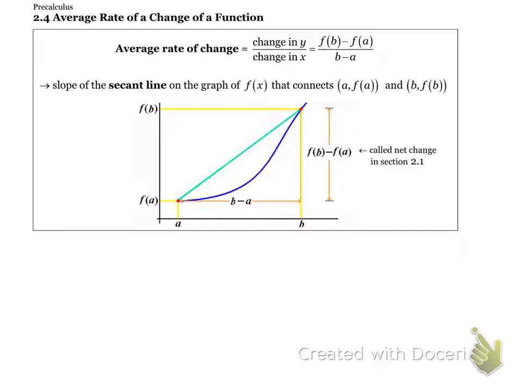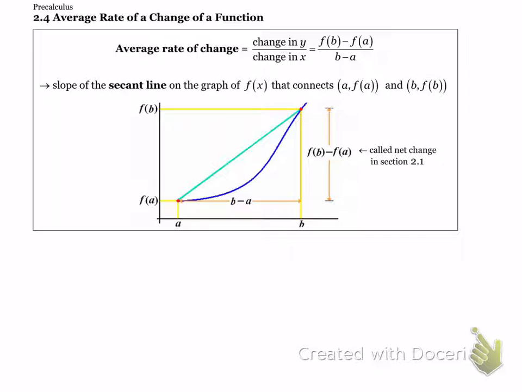Okay, so this graph right here says the average rate of change. Well, we know that it's the change in y over change of x. Well, instead of saying y2 minus y1 over x2 minus x1, we're saying that point 1 is a and point 2 is b. So we're writing it in terms of a function. So f of b represents the y value of the second point minus f of a, the y value of the first point.